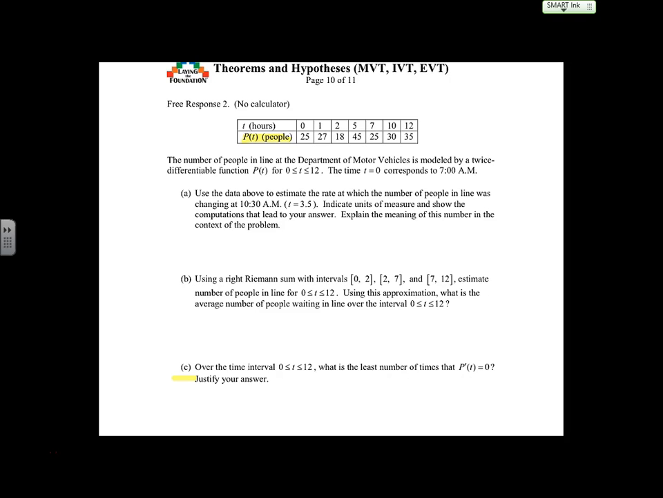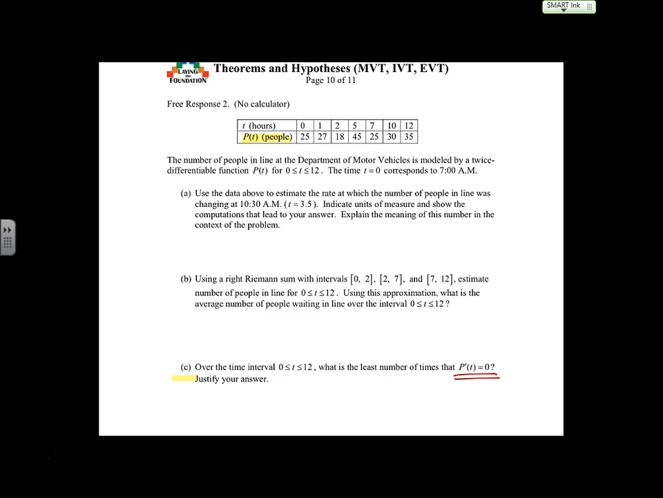The DMV, that's rough. It is modeled by the twice differentiable function P, which means P and P prime and P double prime exist. They're continuous. T equals 0 is 7 a.m. You should start lining up before that. Anyway. Over the time interval 0 to 12, what is the least number of times that P prime of T is equal to 0? AKA, how many times are guaranteed by a theorem? What's one way that I can know that the rate is equal to 0? At least once for some C.